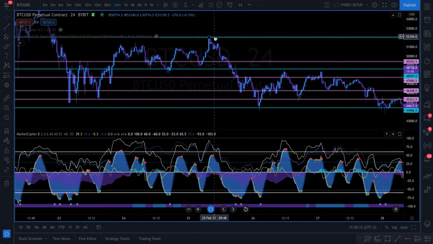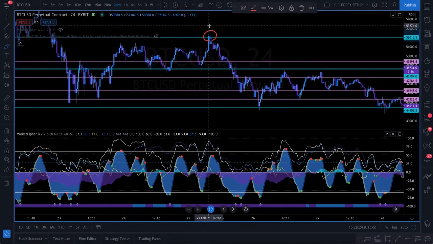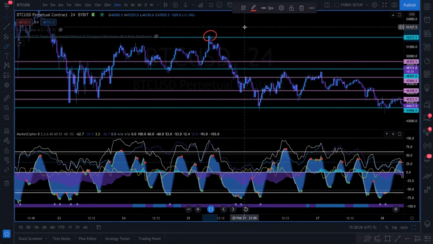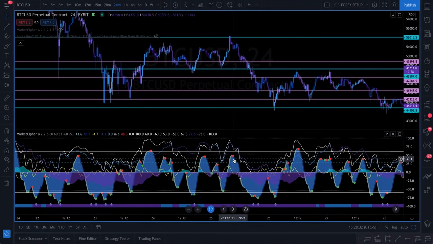Right here, at this 52 level, we just had this huge run up. How many people do you think FOMO'd in right here after this giant candle? They're like, that's it, guys, we're going back to 60K. Everyone get in. What was Market Cipher B telling us right here? Market Cipher B was printing a red trigger wave. The money flow index was in the red with no sign of curving up to the blue. In fact, we had just curved out of the blue back into the red.